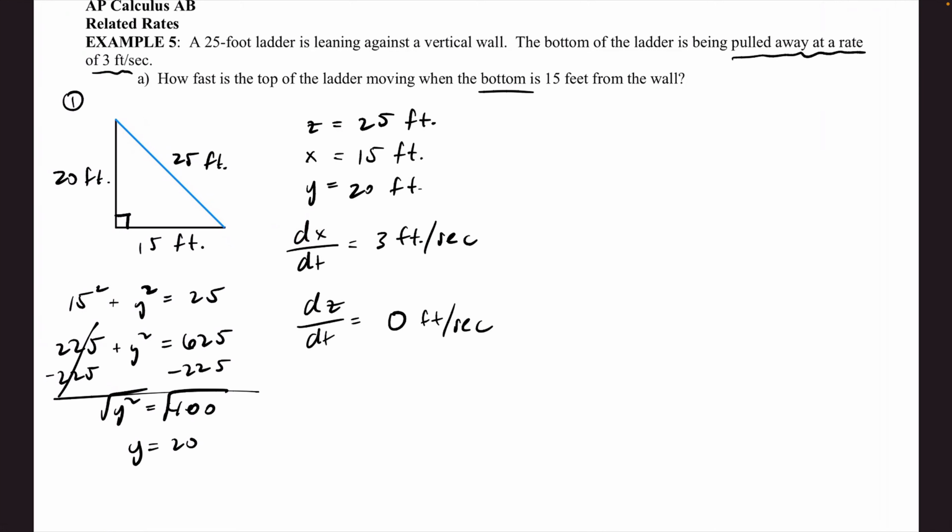Okay, I think that's everything. Step 2. What question are they asking? How fast is the top of the ladder? So how fast? They're asking for a rate, right? What are they asking for? dy over dt equals question mark.